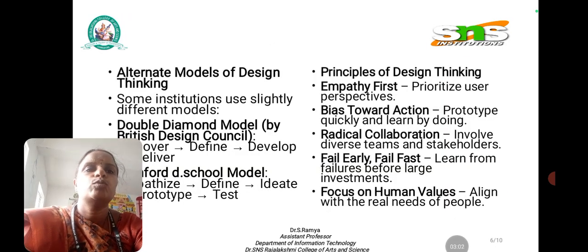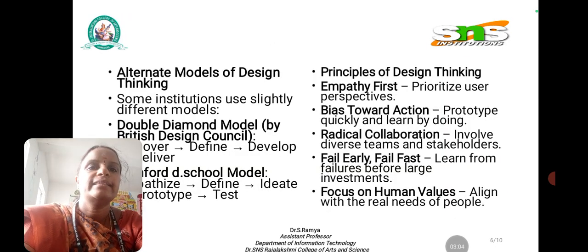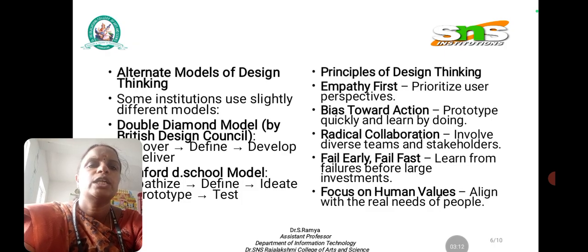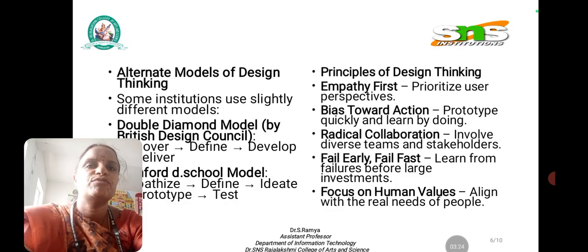Next, the alternative models of design thinking. Some institutions use slightly different models, such as the double diamond model, introduced by the British Design Council. Its stages are discover, define, develop, and deliver. Next, the Stanford d.school model implements empathize, define, ideate, prototype, and test.